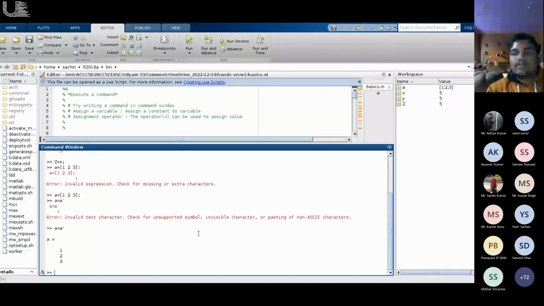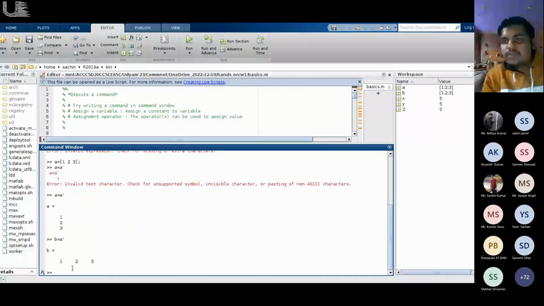Now let me show you. See, can you see the values? A is equal to 1, 2, 3 and B is equal to 1, 2, 3.